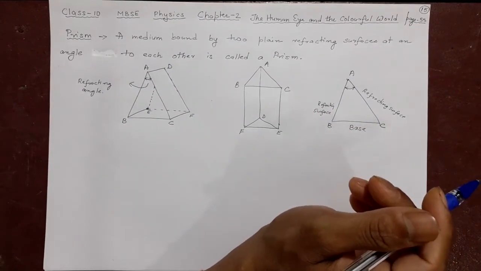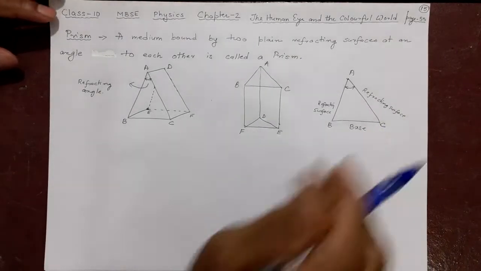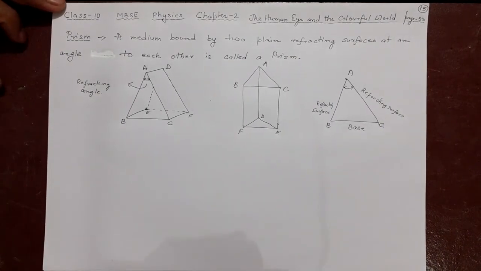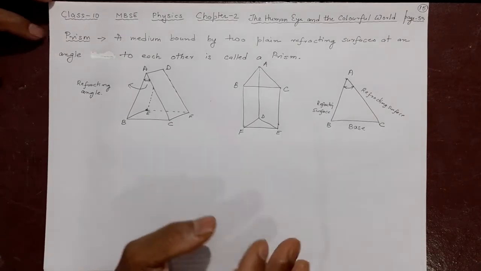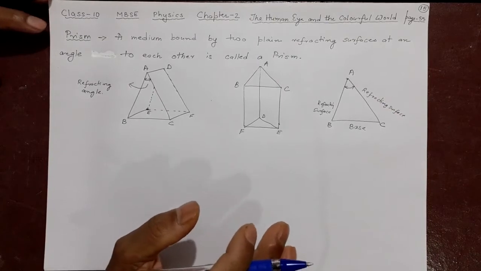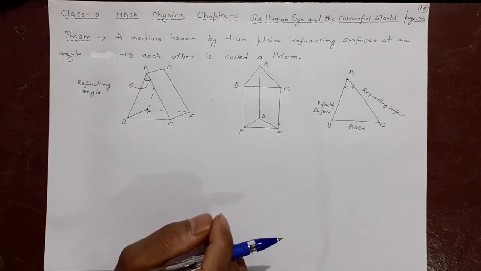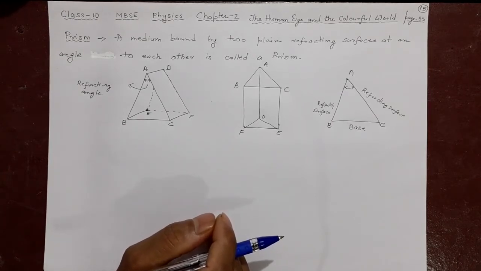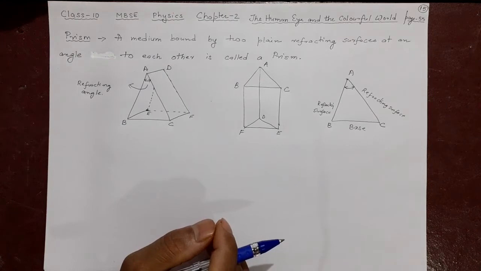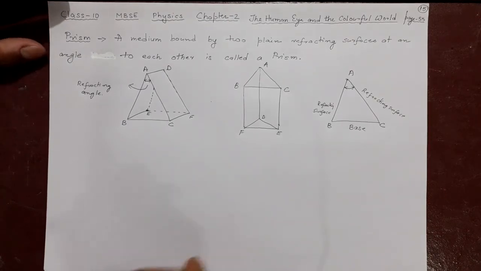Now why did we study this? Because we want to see what it will do when we pass light through it. Earlier we have already finished convex lens, concave lens, everything. So this is also a refracting medium. So what will happen when light enters here? That is interesting. That is why we are going to study this prism as a new topic in our refracting media. Okay, so let us see the next topic here.